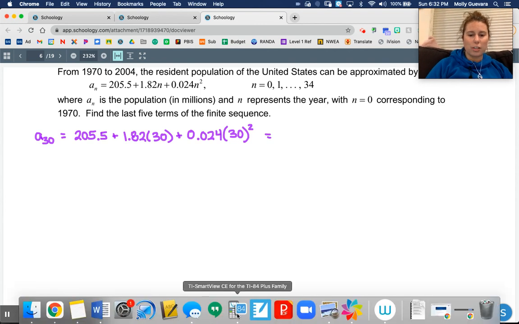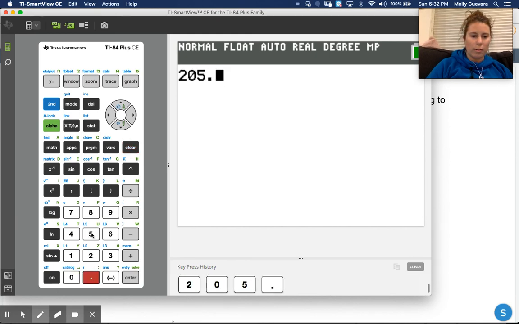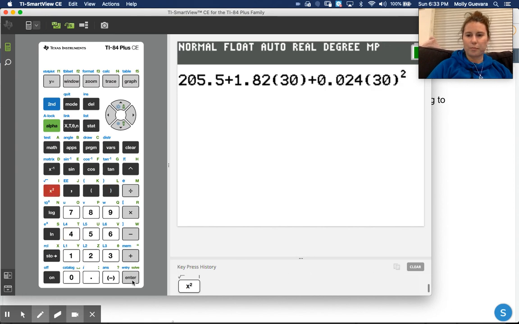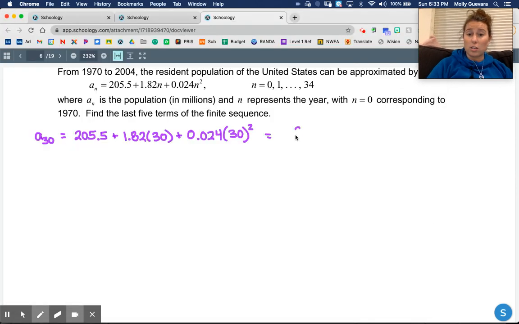I'm going to show you a lovely little trick on your calculator. So I'm going to plug it in: 205.5 plus 1.82 times 30 plus 0.024 times 30 squared. And I hit enter. So there it is, 281.7. Remember, that's in millions, right? So this is 281.7 million people in the year 2000.